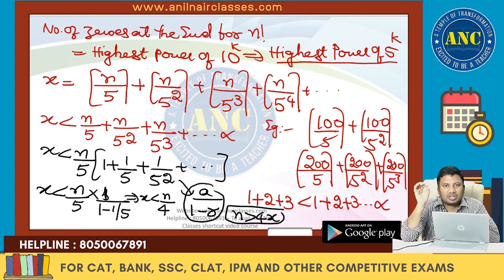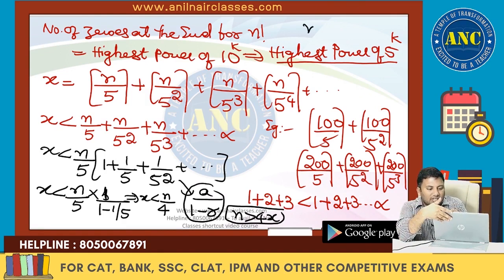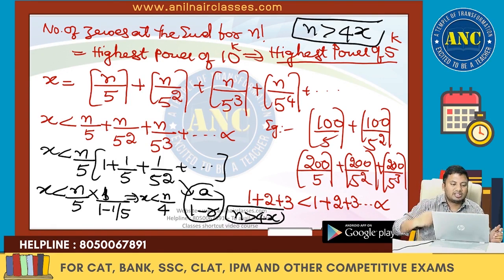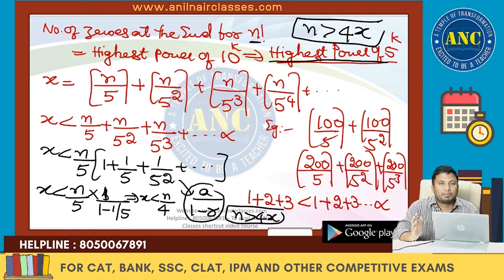What is the relationship between the highest power of 5 and the number for which the factorial is taken? The relationship is n is greater than 4x. I will tell its importance. Again I am repeating: suppose a number is there for which we have to find the factorial, that is n factorial. We have to find the highest power of 10. Instead of finding the highest power of 10, it is equivalent to finding the highest power of 5 only for factorial-based problems.